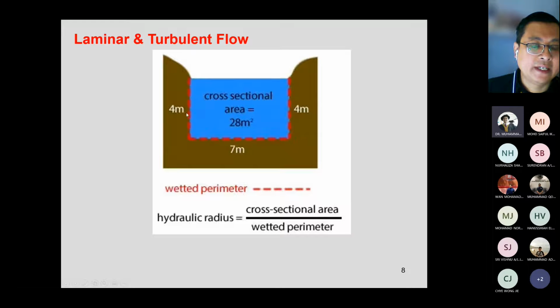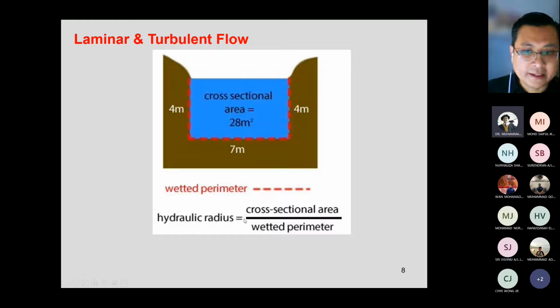So we have the height of elevation of the fluid, or we call it Y, or sometimes we can call it the Y. So the deepness of the fluid is 4 meters, and then the width of the channel, we can call it small d, 7 meters. So the cross sectional area we can calculate 4 by 7, and then we can get 28.